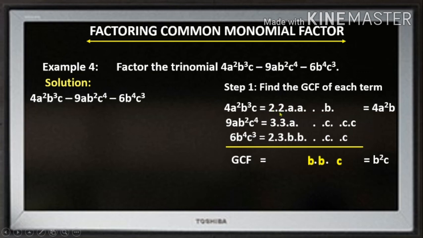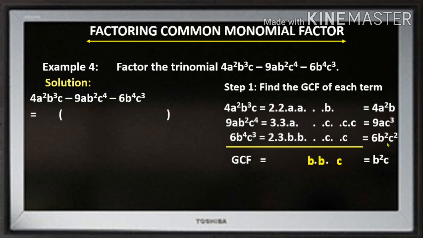Okay, so the remaining factors, we have here 2, 2, a, and b. The product is 4a squared b. And the remaining factors of the second term, which are 3, 3, a, c, c, c, is equal to 9ac cubed. And in the third term, the remaining factors are 2, 3, b, b, c, and c. So we have here equal to 6b squared c squared.